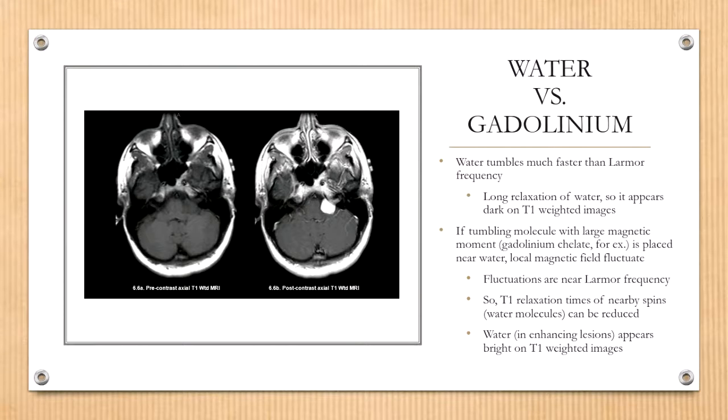So if the tumbling molecule with a large magnetic moment, which is the gadolinium chelate, is placed near a water molecule by injection, for instance, it's going to alter the magnetic field, and that's going to alter the tumbling rate of water. It's going to slow it down. It's going to bring it closer to the Larmor frequency. Therefore, the T1 relaxation time of the water spins is reduced, and the water in lesions is enhanced. So that's, in a sense, how gadolinium works in contrast mechanism.